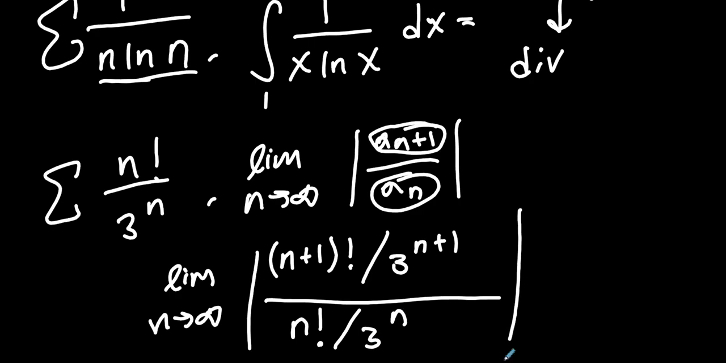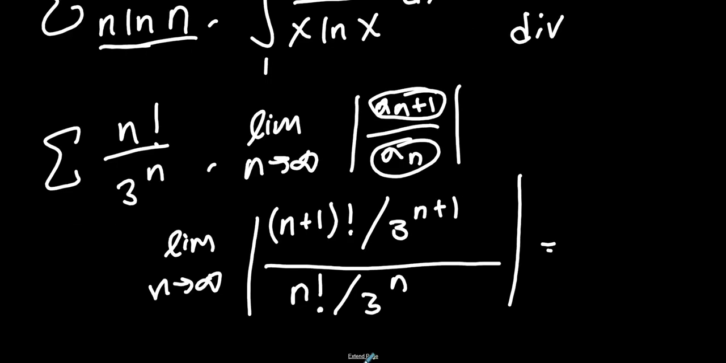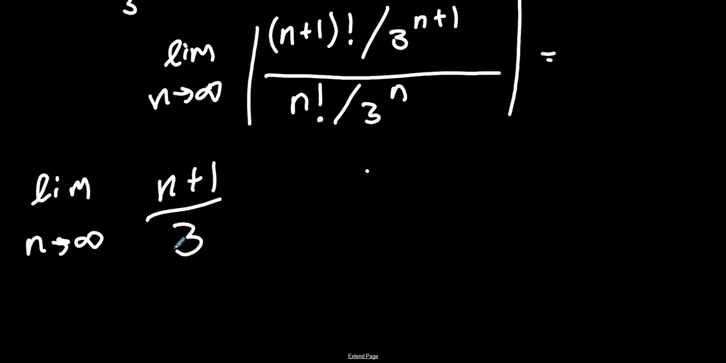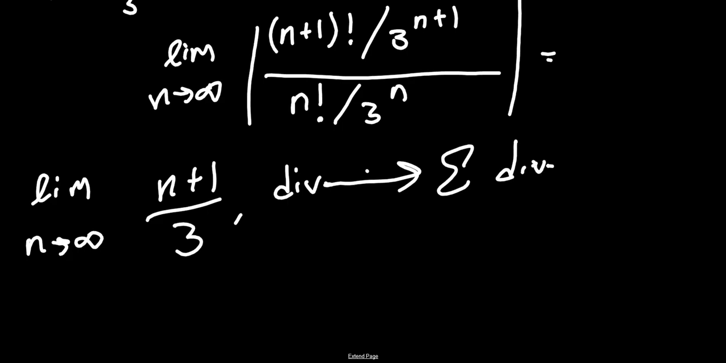If you divide this out, this is going to be the limit as n approaches infinity of n plus 1 over 3. And so, of course, you know that this limit is going to diverge, which means that this sum also diverges as well.